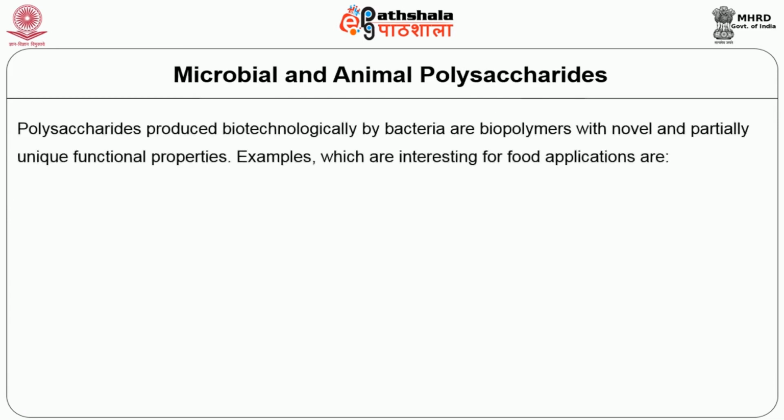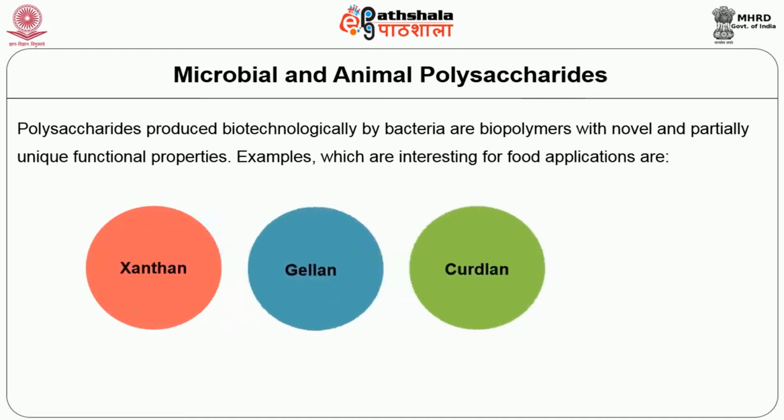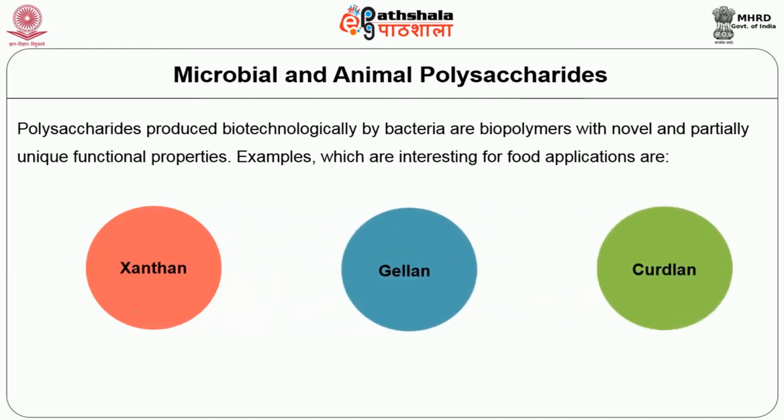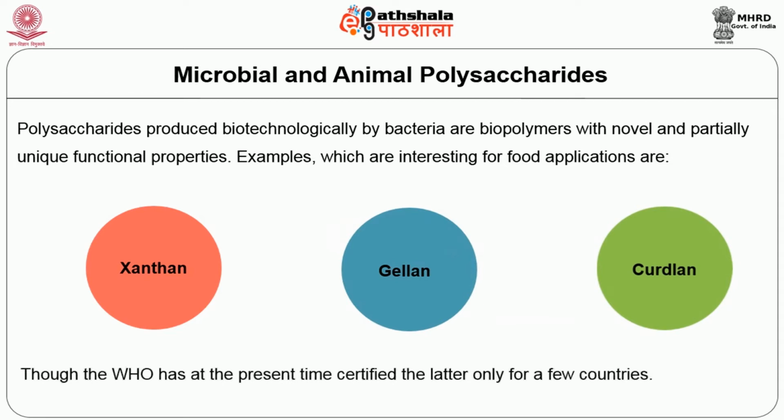Polysaccharides produced biotechnologically by bacteria are biopolymers with novel and partially unique functional properties. Examples which are interesting for food applications are xanthan, gellan and curdlan, though the WHO has at the present time certified the latter only for a few countries.